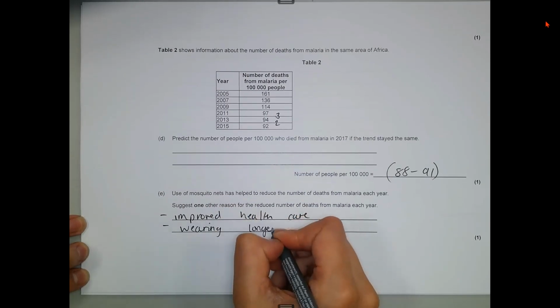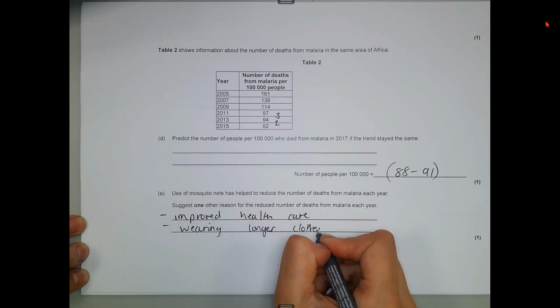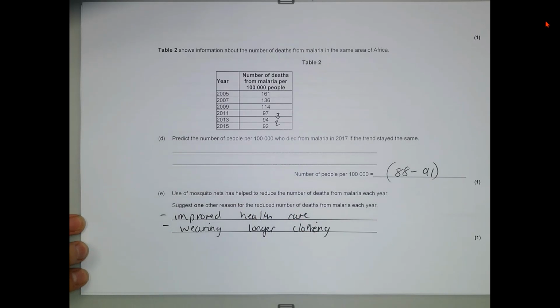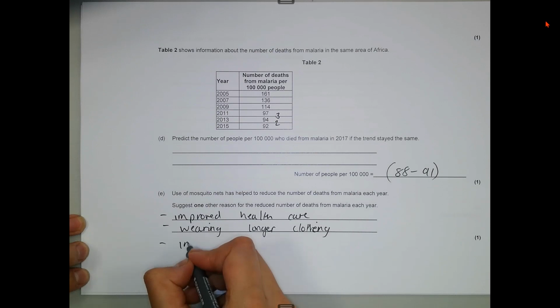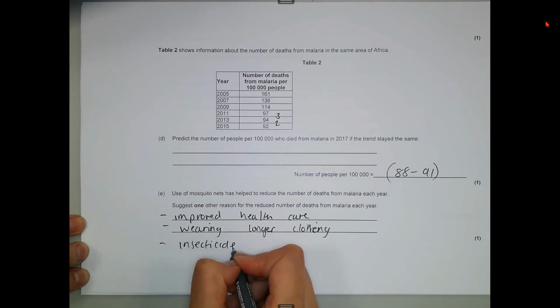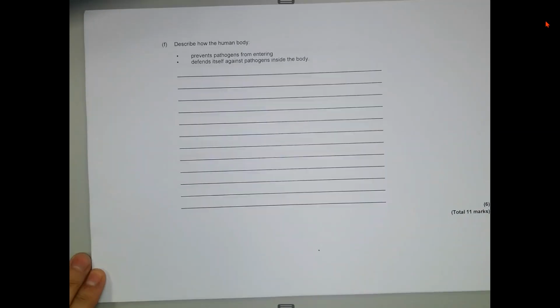Wearing longer clothing, covering up more skin would also have an impact. And lastly, insecticides, the killing of these malarial protists, the mosquitoes.